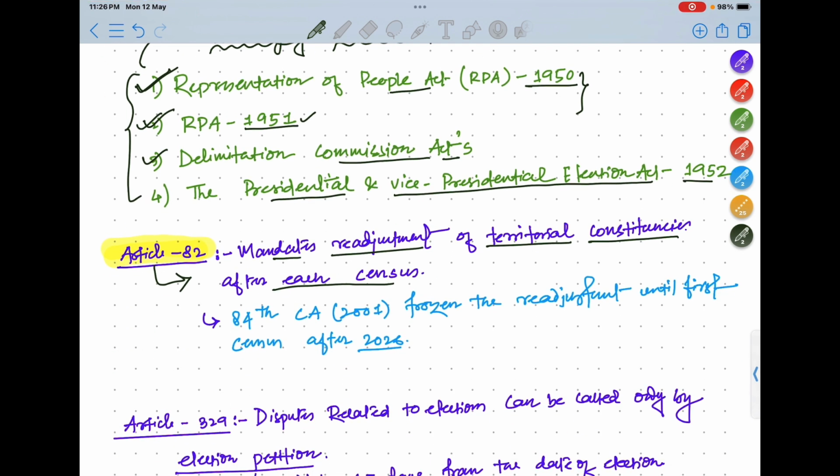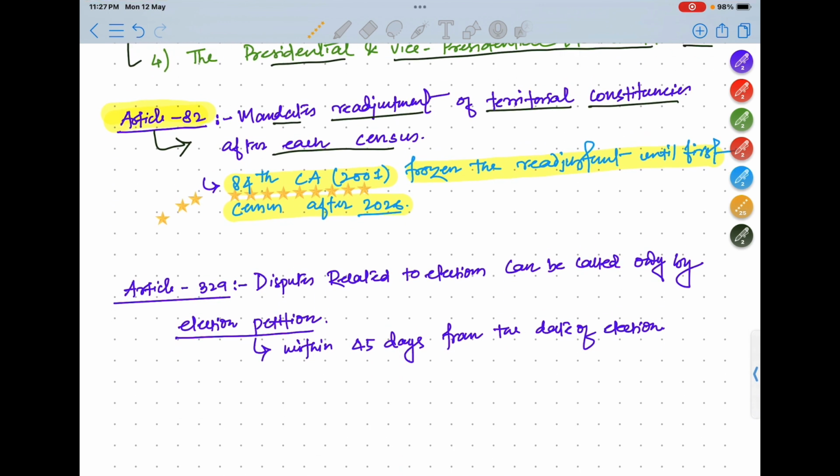Based on Article 82, the 84th Constitutional Amendment Act, that is 2001, froze the readjustment until the first census after 2026. This is important. In the exam, they may ask which Constitutional Amendment Act froze the readjustment of delimitation up to the census after 2026. It will be the 84th Constitutional Amendment Act. This is an important one.